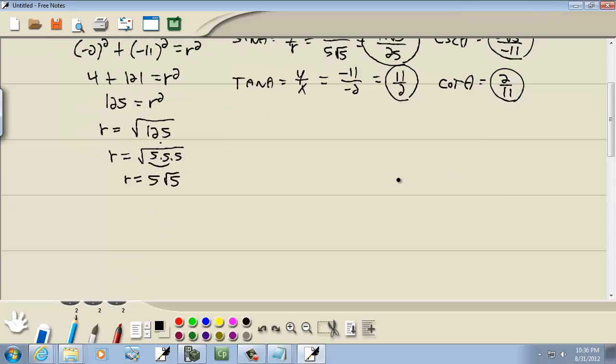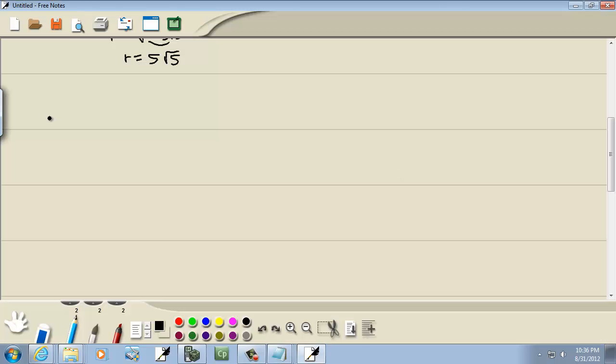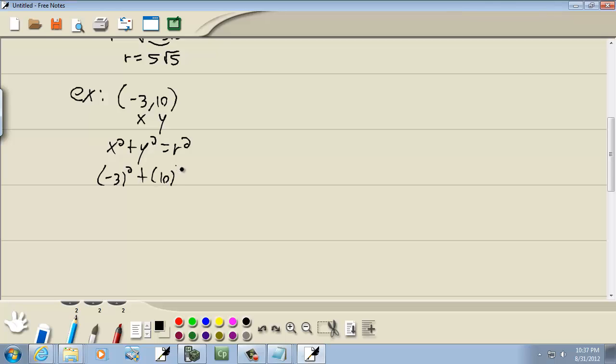Let's take a look at another example. This one, same instructions. We're given -3 and 10. Again, this is x and this is y, and we need r. So we got x squared plus y squared equals r squared. So we got -3 squared plus 10 squared is equal to r squared. So we got 9 plus 100 is equal to r squared, or 109 is equal to r squared. Drop a squared, put a square root on the other side.